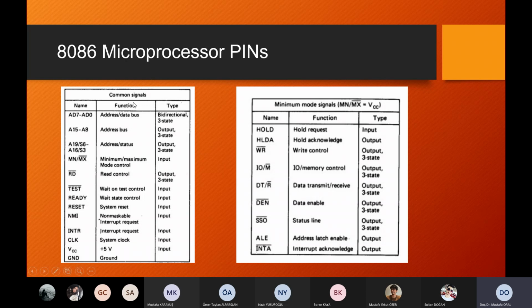And of course, the common signal MN/MX is an input. We are telling the microprocessor whether it will be working in minimum or maximum mode. And another common signal is for read or write operation. In maximum mode and in minimum mode, you can read, as you know.